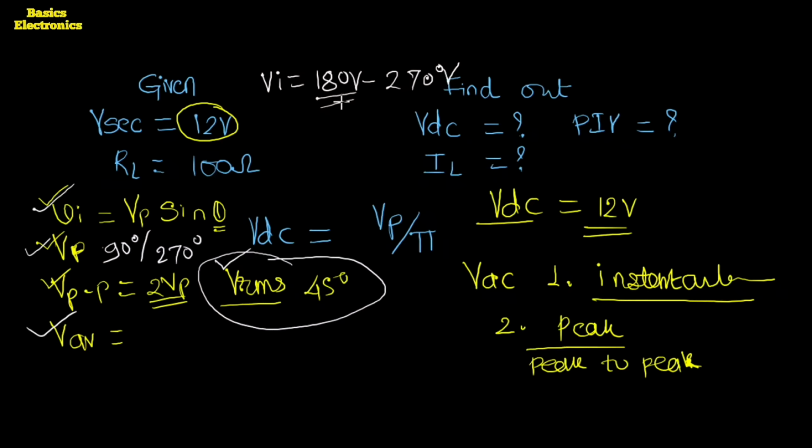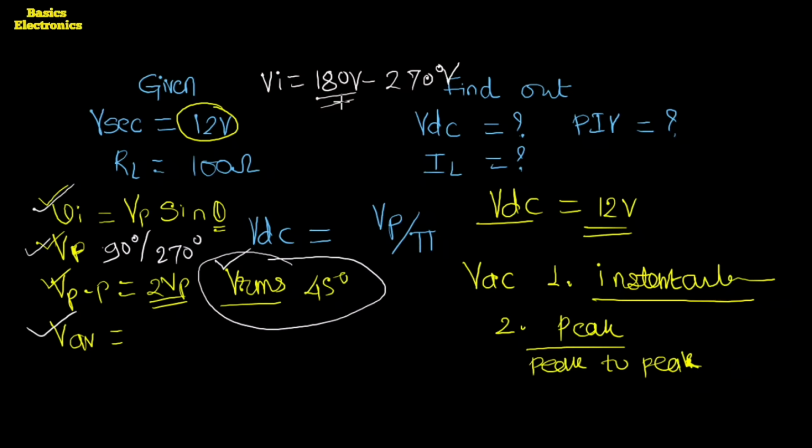What is this value, 180 or 270? Is it instantaneous voltage? No. Is it peak voltage? No. Is it average voltage? No. It is RMS voltage. Whatever the voltmeter reads, whatever the ammeter reads, that value is the RMS value of the AC. It may be current or it may be voltage.